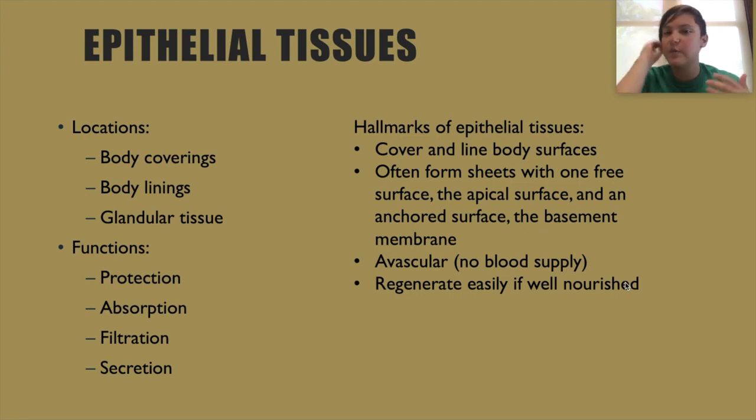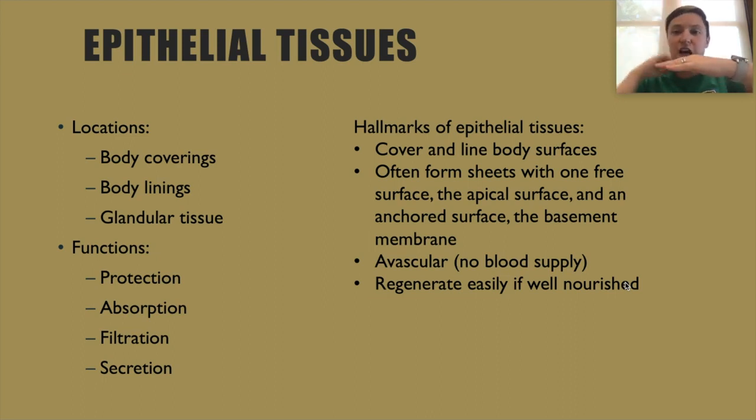Other hallmarks of epithelial tissues is that they cover and line body surfaces. So again, the skin. And then they have sheets. You think about a sheet here. They have one free surface. This surface could be open to the air, like our skin, or open to fluids. So like the inside of the stomach cavity or the inside of the intestinal cavity.